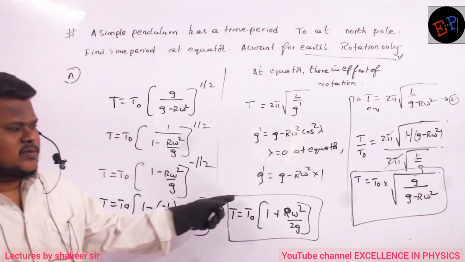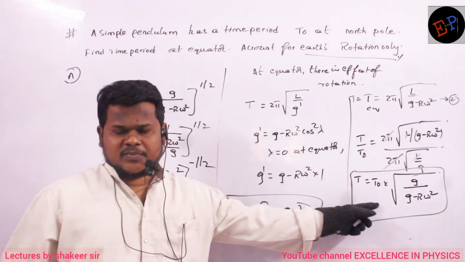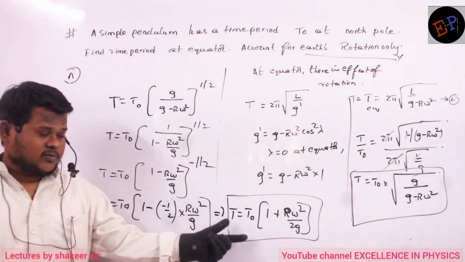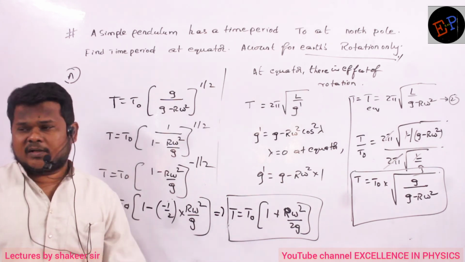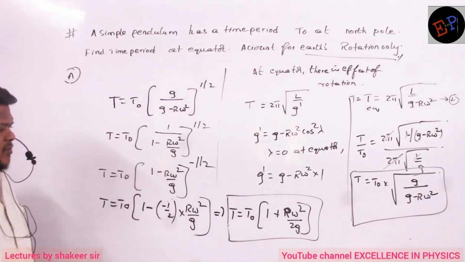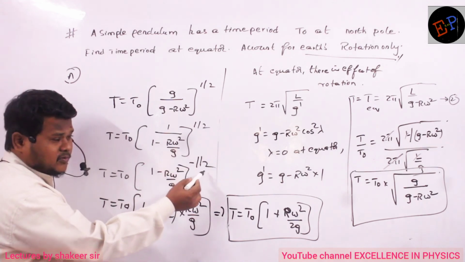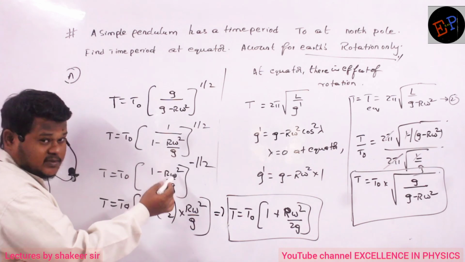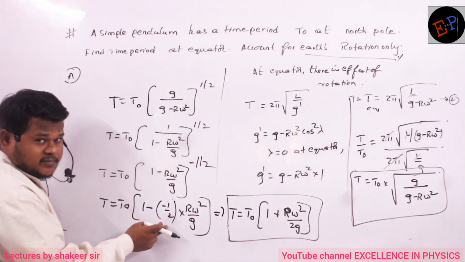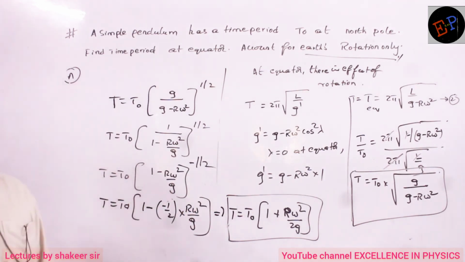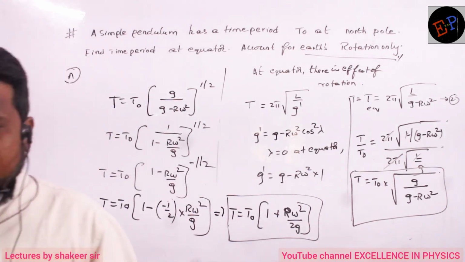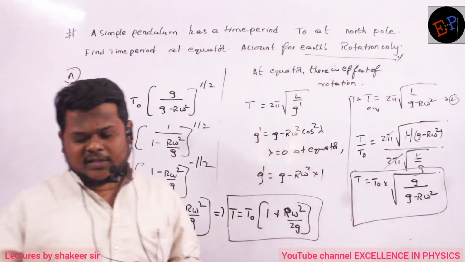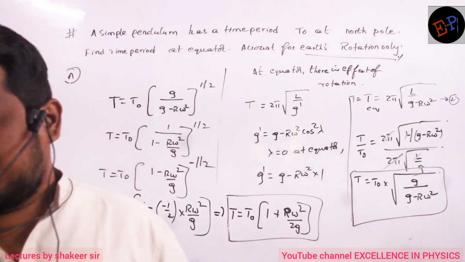Are you able to understand? So generally options may not be given like this. Options may be given in this final form. So you should have an idea about how to solve these binomial type expressions. In a binomial expression, whatever power you have, you take that power along with the sign as the coefficient of the term which is present here. That's all. That becomes the simplified equation. Understood? That's it. So this is about the questions on acceleration due to gravity. In the next class, we will study gravitational field and gravitational potential.